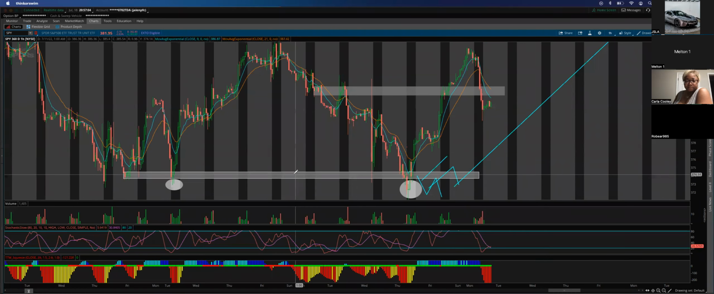You want to have some type of candlestick pattern, some type of double bottom. A lot of the times you would get a double bottom, or you would get a failure to go lower.